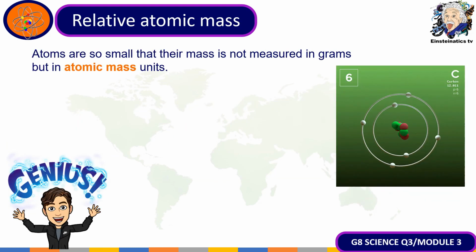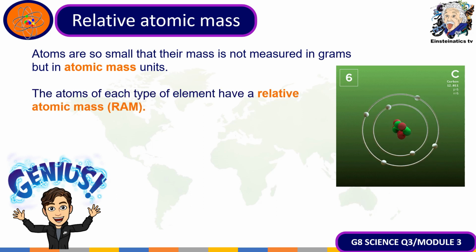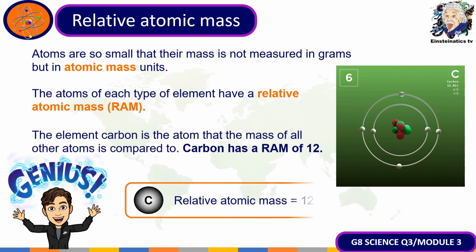Dahil sa sobrang gaan ng atoms, kaya yung kanyang mass is not measured in grams, but instead, atomic mass units or the relative atomic mass is used. Now, what is relative atomic mass? It is also known as RAM. So, the element carbon is used as a representative and all the other atoms are compared to it.